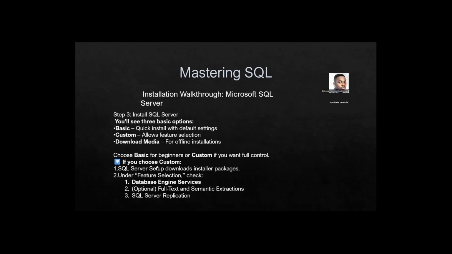That's what we did. If you choose Custom, I only want us to select just these three things. The SQL Server Setup download installation package will go on. Once you get to that installer package, we'll choose only three things: Database Engine Services, then Full-Text and Semantic Extractions, then SQL Server Replication. These are the three things you will choose. Then we'll move to the next phase.